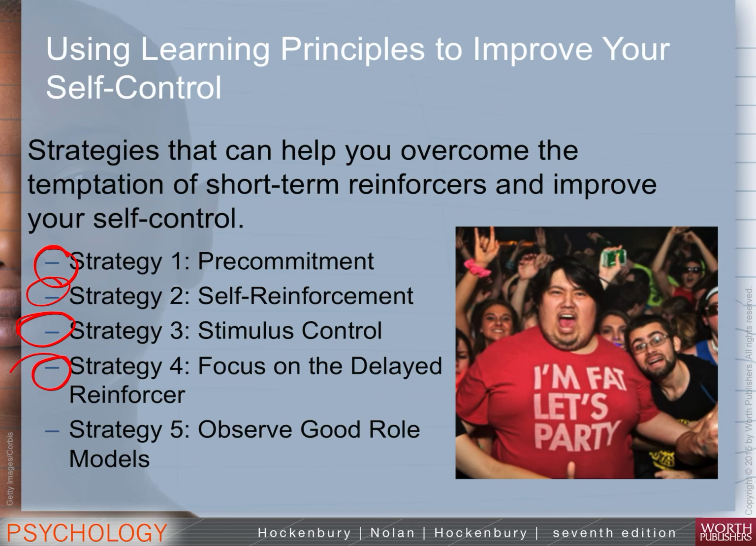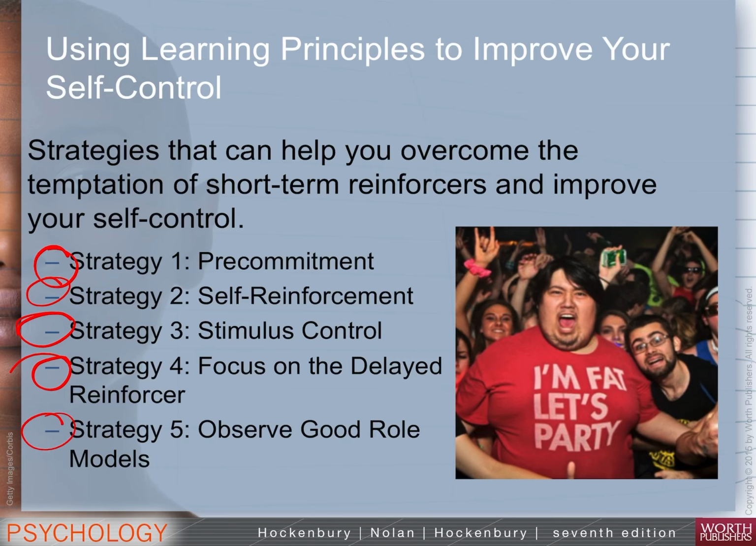Strategy number four is focus on the delayed reinforcer. What is your prize at the end of the tunnel? So let's say you want to go to medical school and you really, really need to get a good grade in your anatomy class. So you say to yourself, my prize at the end of the tunnel is graduating with this degree, graduating with a good GPA so that I can get into medical school. Or maybe it's just getting to the end of the semester. I just want to get through this class, or I just want to get through this whatever to survive to the next time.